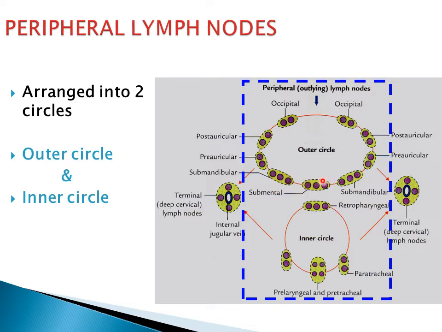We can see in front we have the submental lymph nodes, slightly laterally we have the submandibular, near the ears we have the preauricular, behind the ears we have the postauricular, and behind we have the occipital. So this is an outer circle of the peripheral lymph nodes. If you trace it, we see that it is at the junction of the head and the neck.